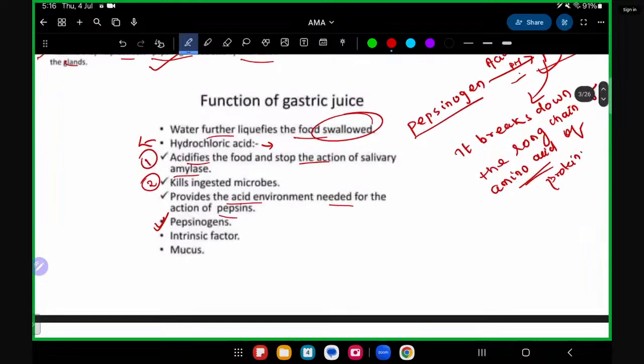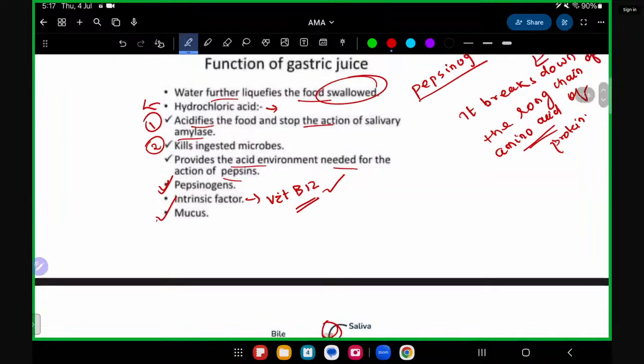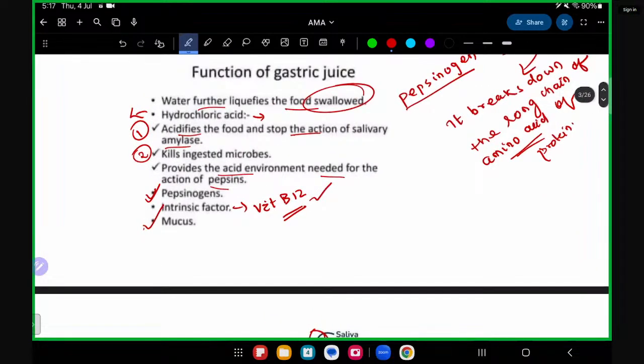Then the next function is of intrinsic factor. What does intrinsic factor do? It helps in transportation and absorption of vital micronutrients such as vitamin B12. The last function is of mucus. It is a protective mechanism by our stomach. It provides protection from the acidic medium.